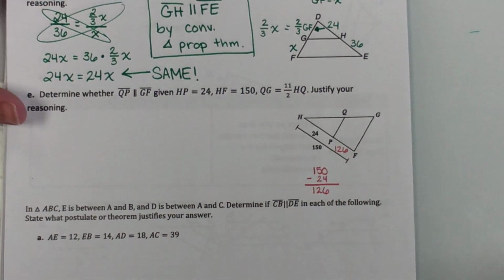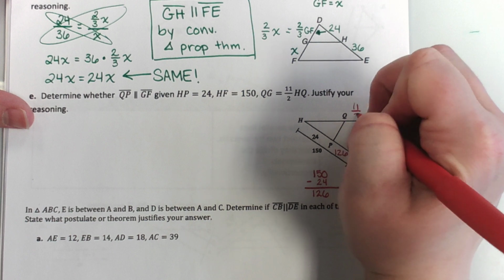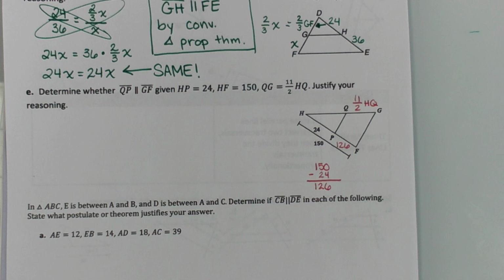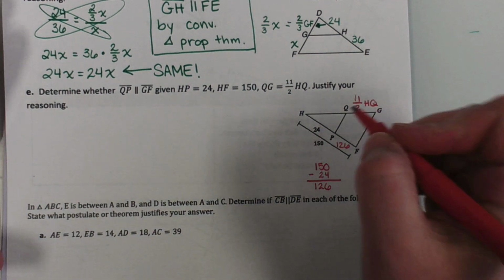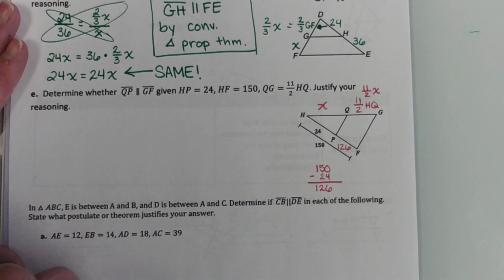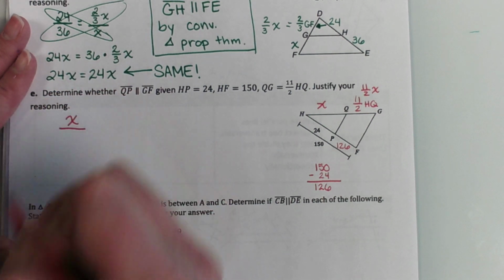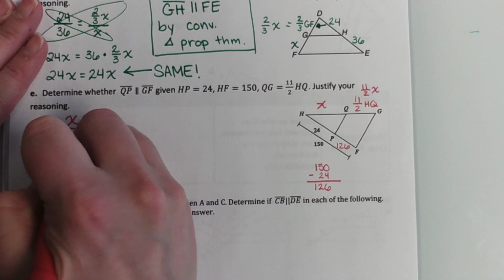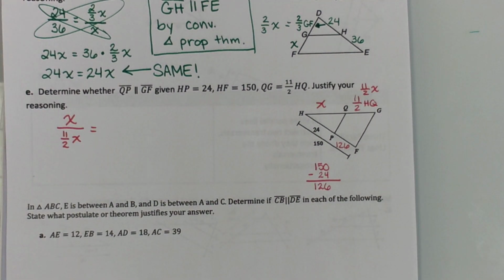Okay, I was given that QG was 11 halves HQ. Where am I putting my variable? Just the plain variable. HQ, which means this is 11 halves X. If I chose to start my fractions with X, what would go underneath it? 11 halves X. If you did the 24, it would work, but technically you're not following the theorem. So you should have these two on the same side of your fraction.